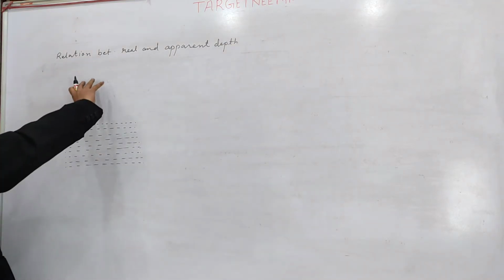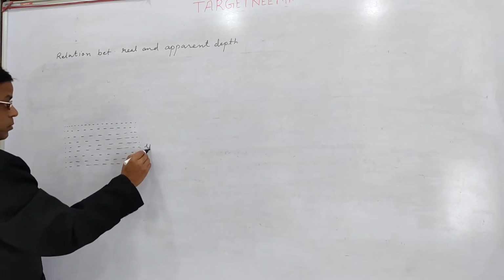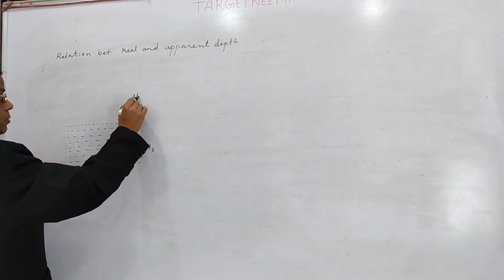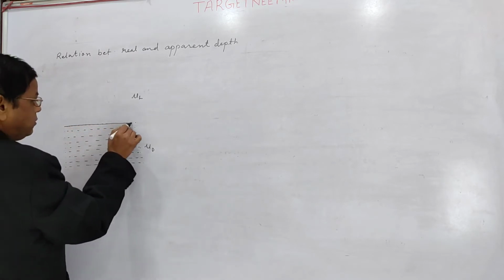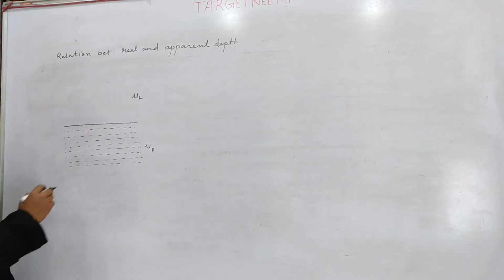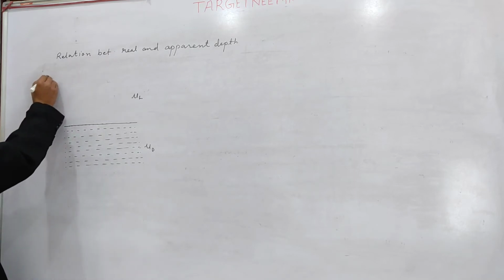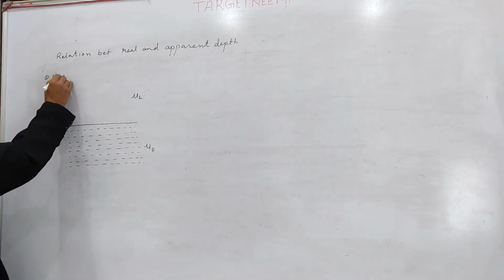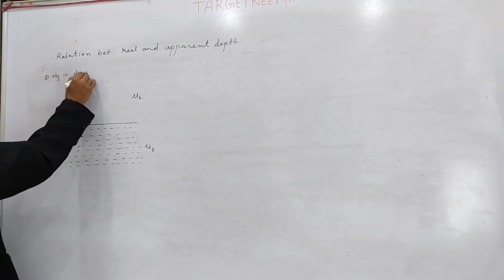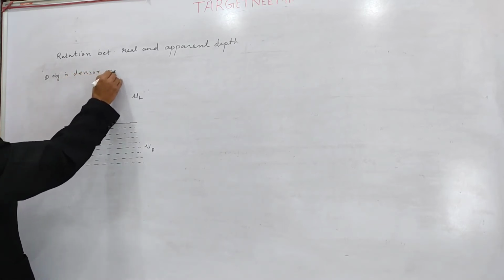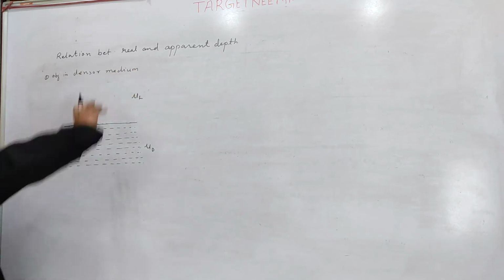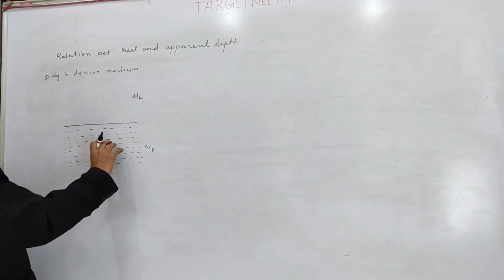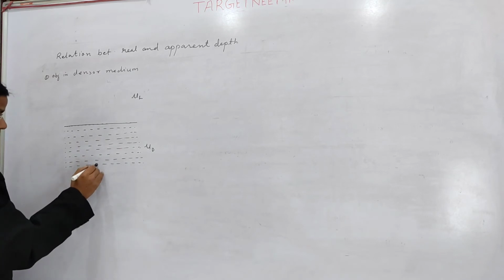This is denser medium, this is rarer medium. Refractive index of this medium is mu d, refractive index of this medium is mu r, and this is the interface, a surface separating the two media. Object in denser medium, and it is viewed from rarer medium. So our eye is here and the object is here. Suppose this is the object O.